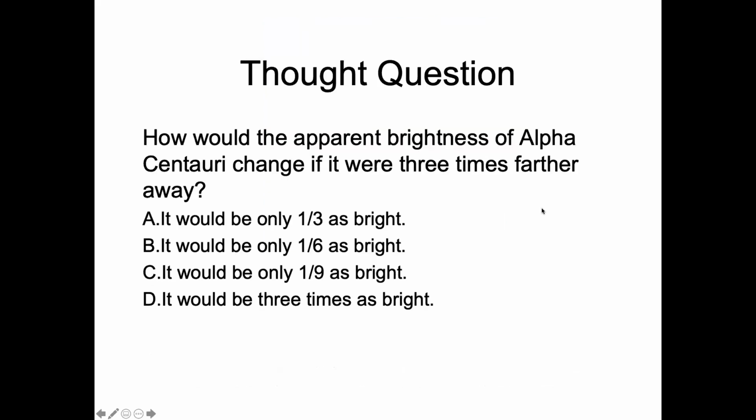So here's a thought question for you. We have a star, Alpha Centauri, that is the nearest neighboring star to our own star, the sun. This is the next closest star to us. If it were 3 times farther away, how would its brightness change? Well, I'm going to go back to this slide here.